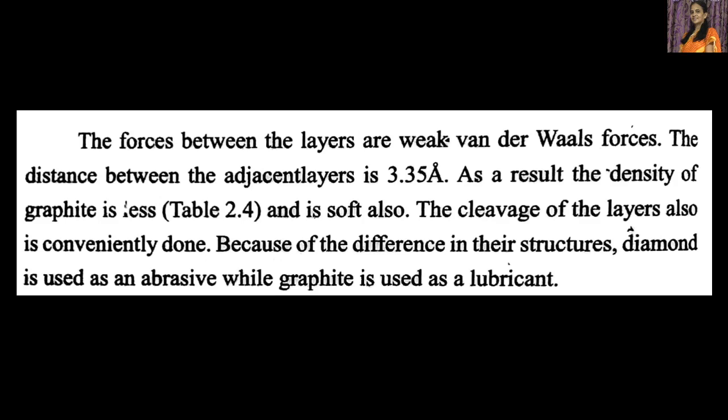As a result, the density of graphite is less because of this layered lattice structure. The density of graphite is less when compared to that of diamond, and it is soft. Because of that reason, graphite can be used as a lubricant. The cleavage of the layers is also easily done because of the difference in their structures.